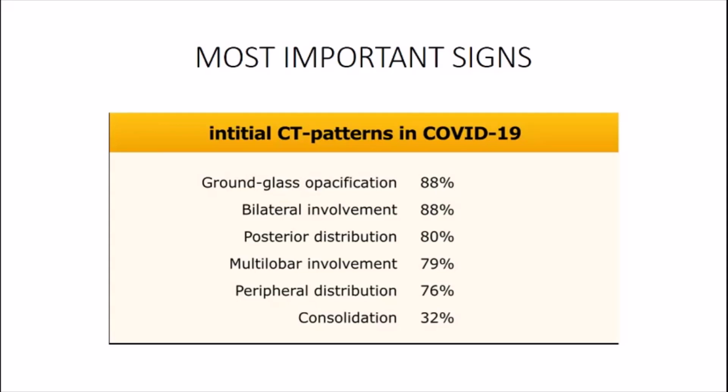Ground glass opacities are the most common, around 88 to 98% of cases. Bilateral involvement is a common feature. Posterior distribution, multilobar involvement, peripheral distribution, and consolidations. These are the most common findings on CT in COVID-19 patients, plus subpleural. So ground glass, bilateral involvement, posterior distribution, multilobar involvement, peripheral distribution, and consolidation. And then comes mixed or reticular changes.